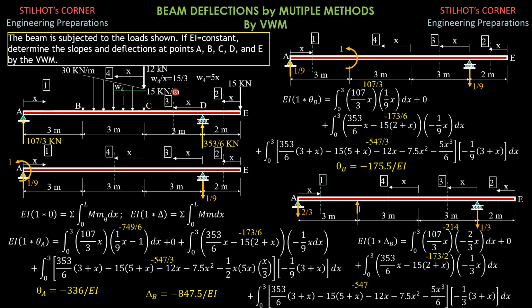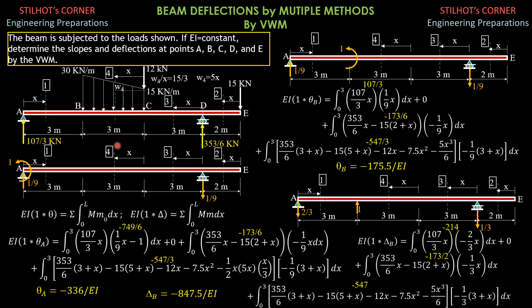Then for the next section, which is section 3, the moment is, remember, counterclockwise positive at the right. So the integral from 0 to 3 of quantity 353 over 6 times x, which is this, then minus 50 times 2 plus x. And that's it. Then due to the unit load, it is negative 1 over 9 times x. This is clockwise, so that's why it's negative for the right section.